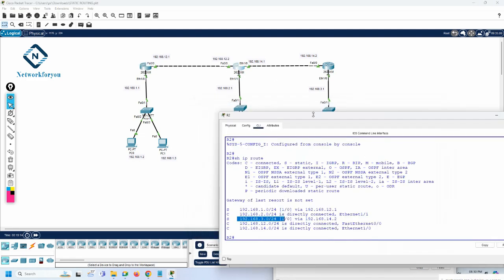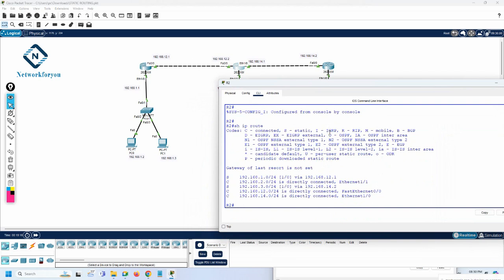So if I go to R2 here, let's see. I changed something, so maybe the routing was also removed. First of all, let's see the IP address. So, show IP interface brief.